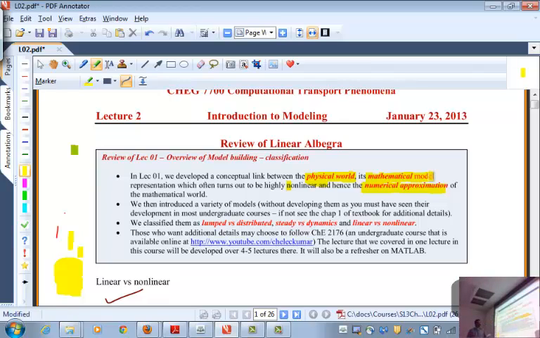But the most important thing that you should get from the last lecture is the ability to classify the model as lumped versus distributed, steady state versus dynamic, and linear versus nonlinear.